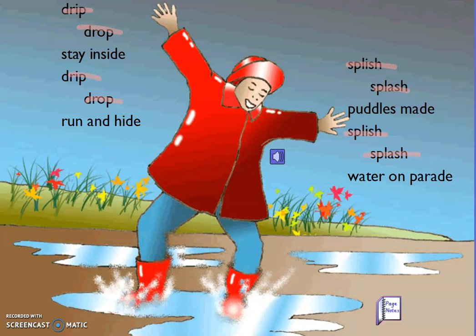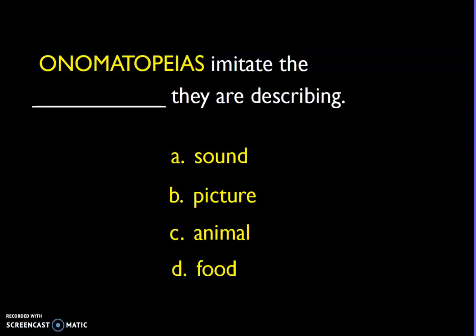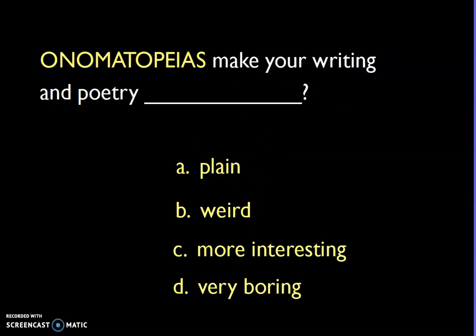Now, let's see if you can answer a few of these questions. Onomatopoeias imitate the blank they are describing. Is it sound, picture, animal, or food? If you said sound, you're right. Onomatopoeias make your writing and poetry A. Plain, B. Weird, C. More interesting, D. Very boring. If you said C, more interesting, you are correct.